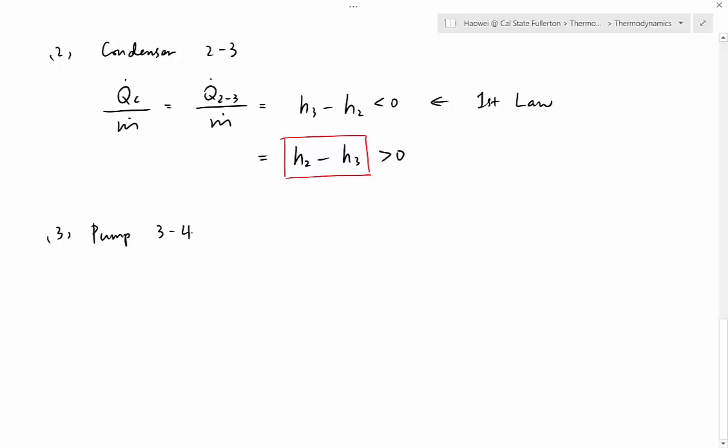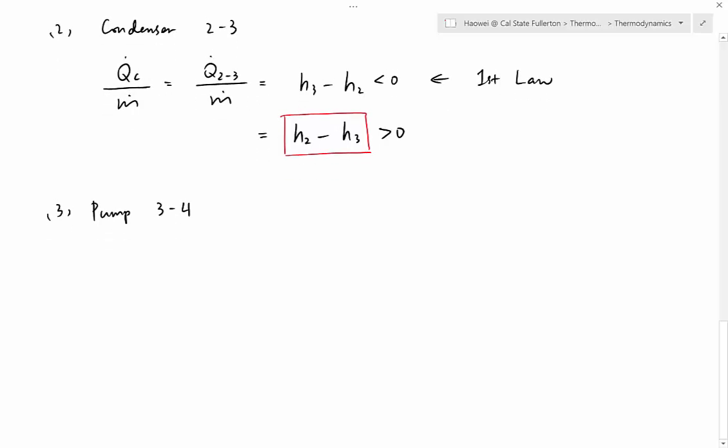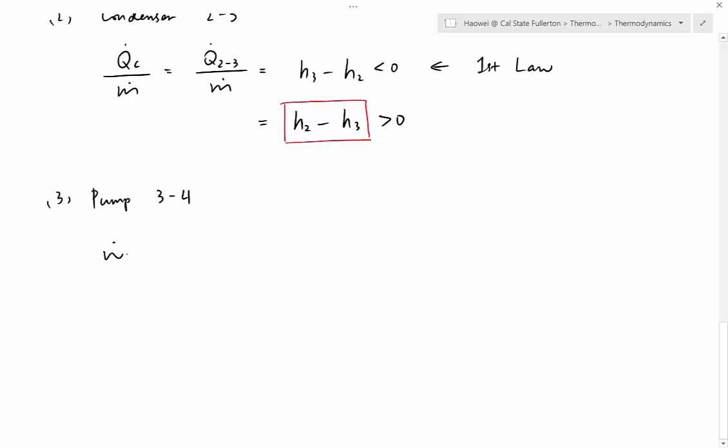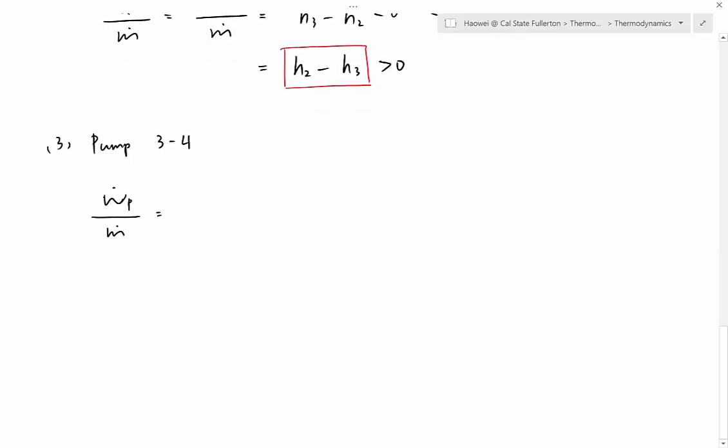3 to 4. The pump will consume work, WP, so naturally we want to know how much work the pump will consume. W dot pump over M dot. How do you look for it? Same as before, use first law. Your solution is H4 minus H3.